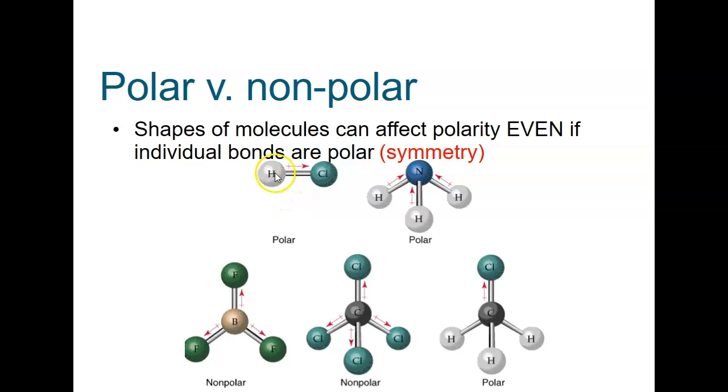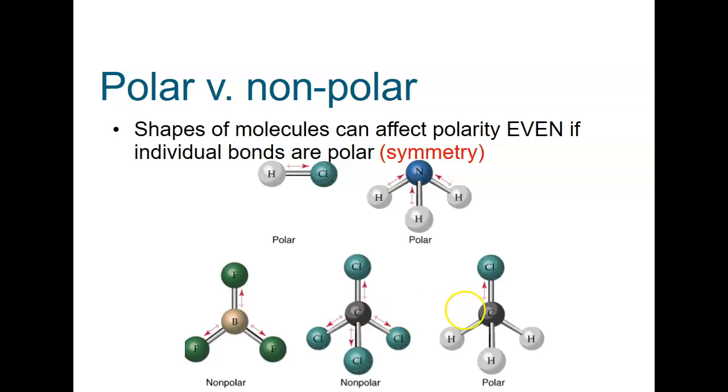Same thing up here with HCl. Okay, this is not symmetrical, so that polarity kind of stays in place. It doesn't get canceled out. Okay, down here for CCl4, carbon tetrachloride, you see that it's tetrahedral, and tetrahedral is a three-dimensionally symmetrical shape. It doesn't seem symmetrical two-dimensionally, but three-dimensionally it is.